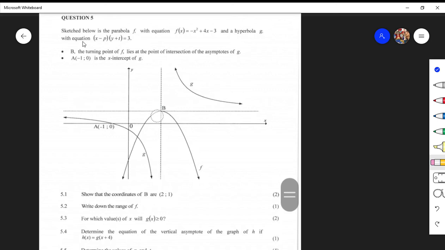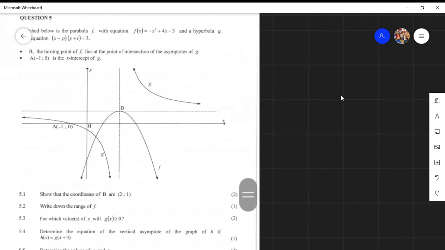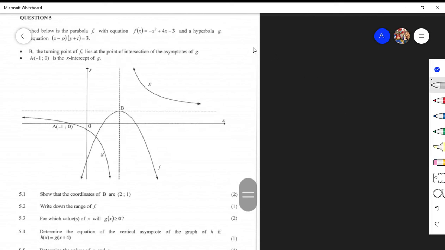Okay. Then it says A is negative 1 and 0. So where's A? The x-intercept of the hyperbolic graph is negative 1 and 0. So our first question says, show that the coordinates of B are 2 and positive 1. Okay, so let's get started with that. So question 5.1. Show that the coordinates of B are 2 and 1.